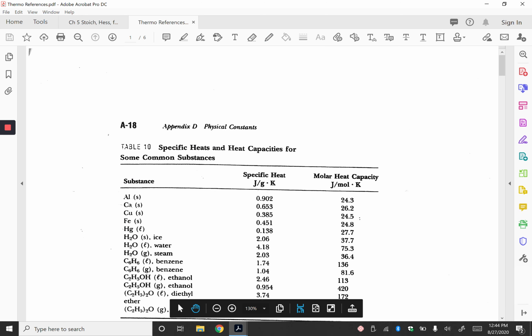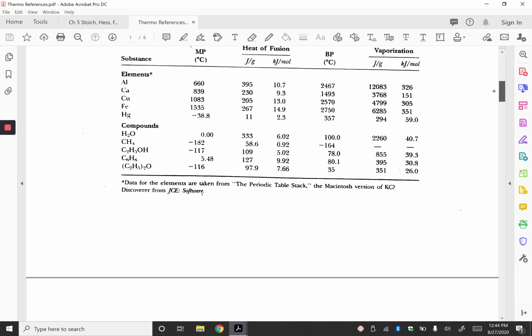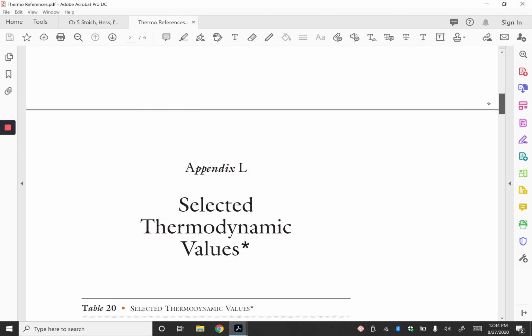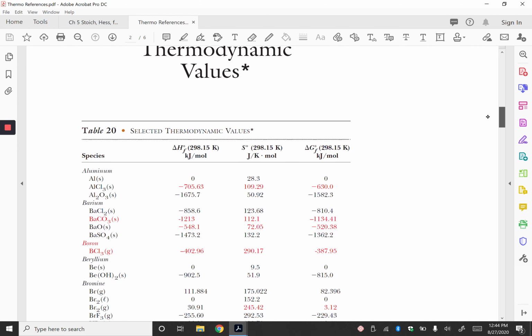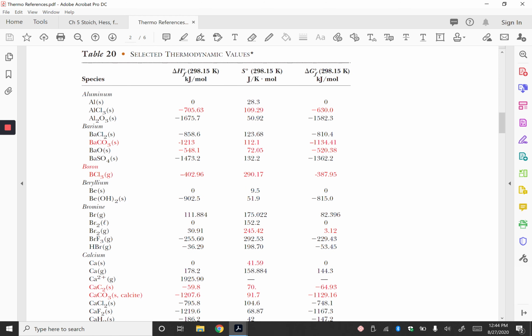It looks like this. It has all kinds of different tables. It has specific heat capacities, heat of fusion, heat of vaporization for different substances. And then you have this one that says selected thermodynamic values, right here. So we're going to be using the heats of formation. So the first column here, after the substance of course. This is entropy and this is Gibbs free energy. We're going to use those in Chapter 18, so a while from now.